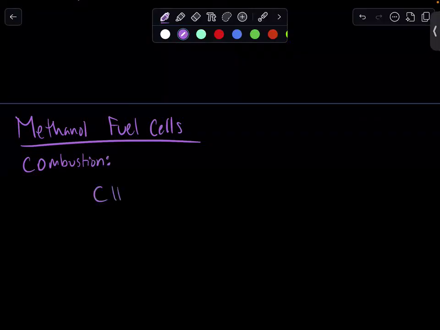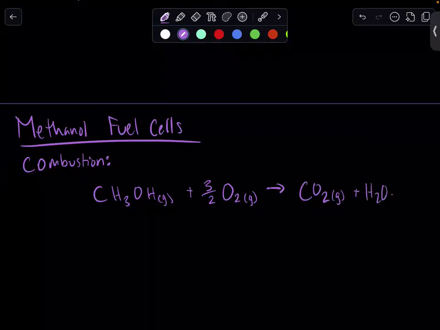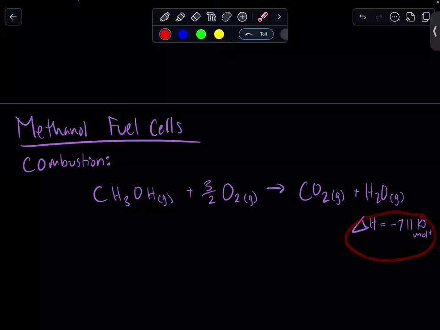The combustion of methanol looks like this, CH3OH in gas plus 3 halves oxygen gas. And you'll notice I'm using fractional coefficients. I'll explain in a moment. That combusts to make CO2, also in gas, plus H2O, usually in gas. And this has a delta H of negative 711 kilojoules mole inverse. So it produces a lot of energy. We know that because we're getting minus 711.